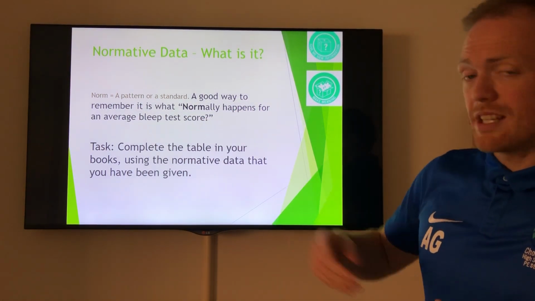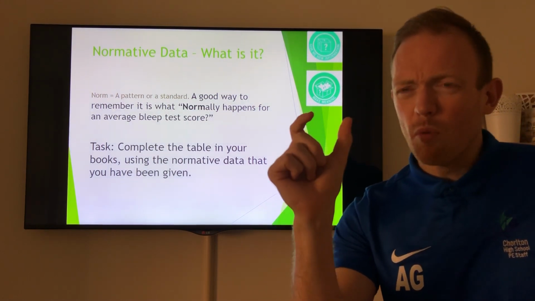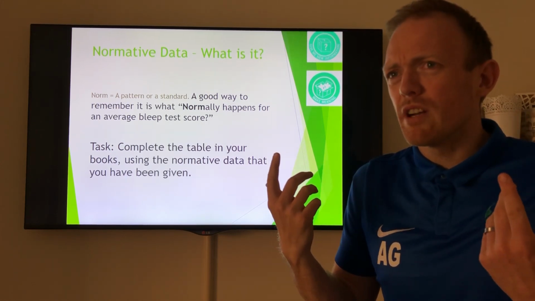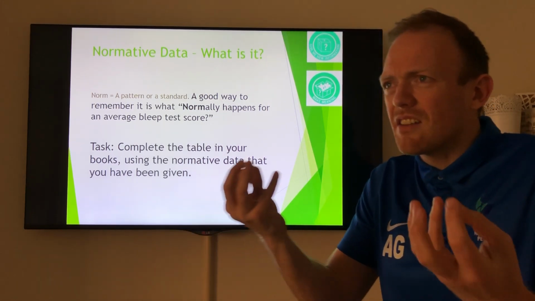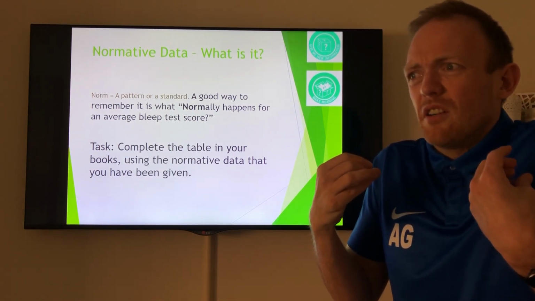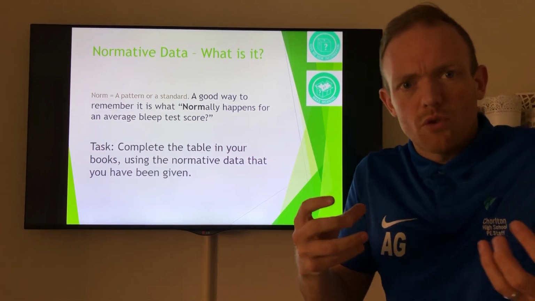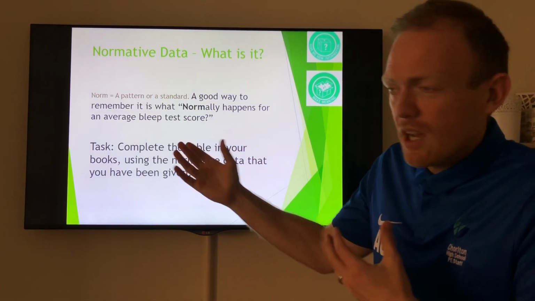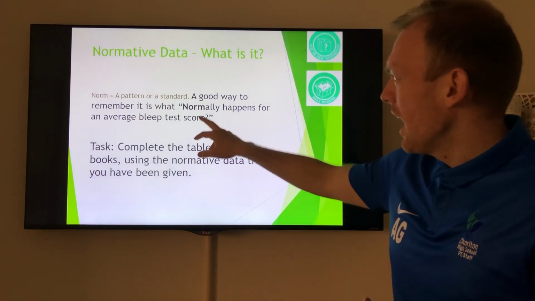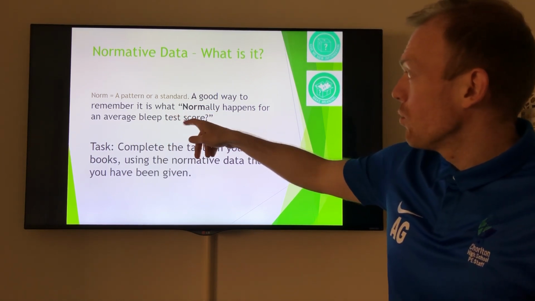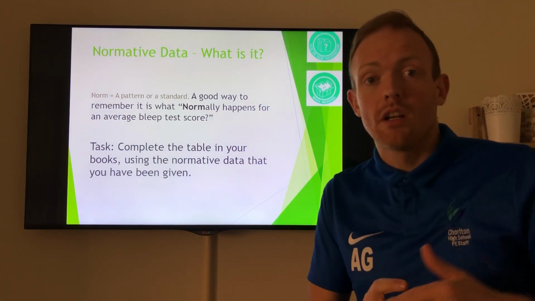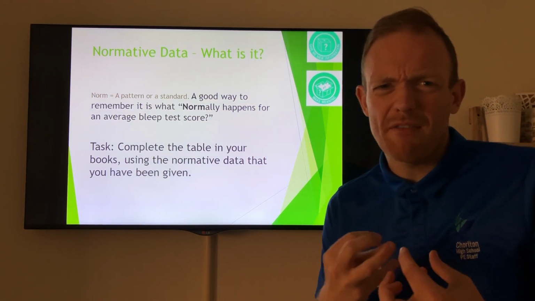Okay, so normative, for me it's that word norm. Where have I heard that word norm before? So I think normal straight away. So what's the normal data? I can start to see a link there. So my guess, if I didn't know what it would be, was what's the data for other people maybe in the country, for example. And that's pretty much what it is. So the norm is a pattern or a standard. So what's normal? A good way to remember it is what normally happens for an average bleep test score, or what normally happens for an excellent bleep test score. It's all about averages as well.